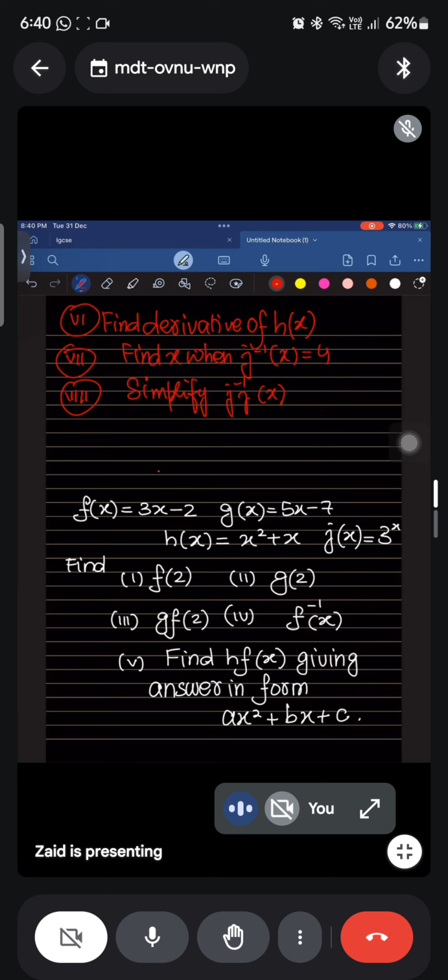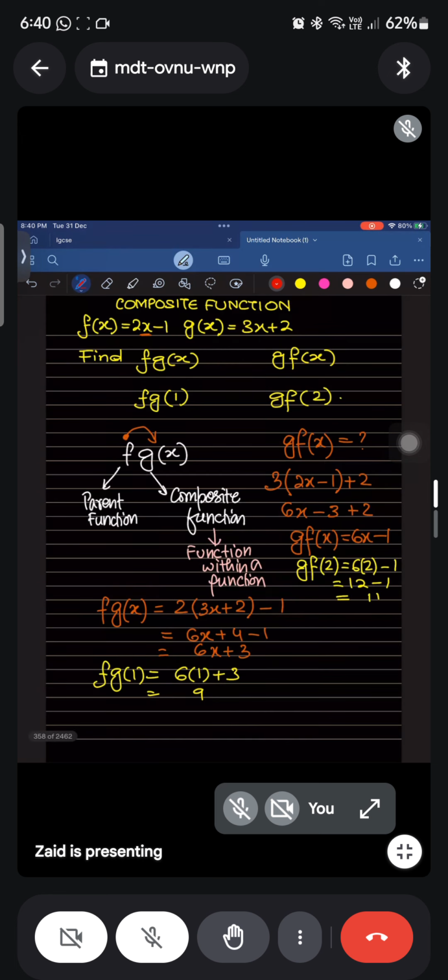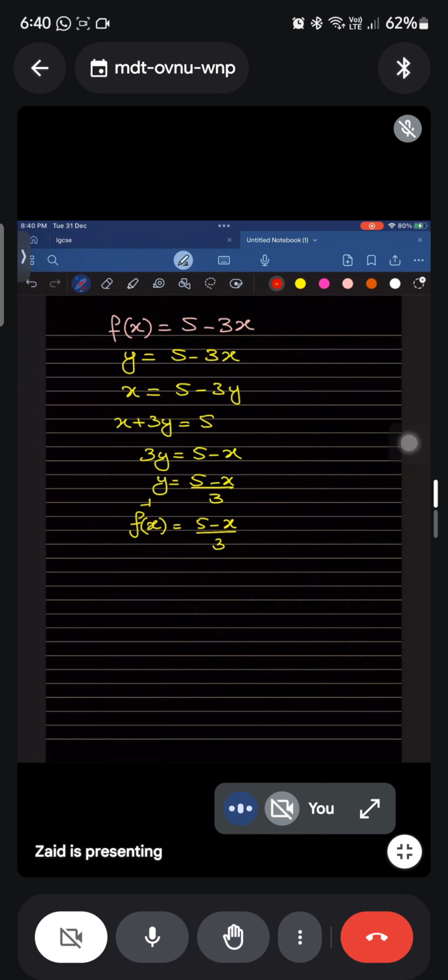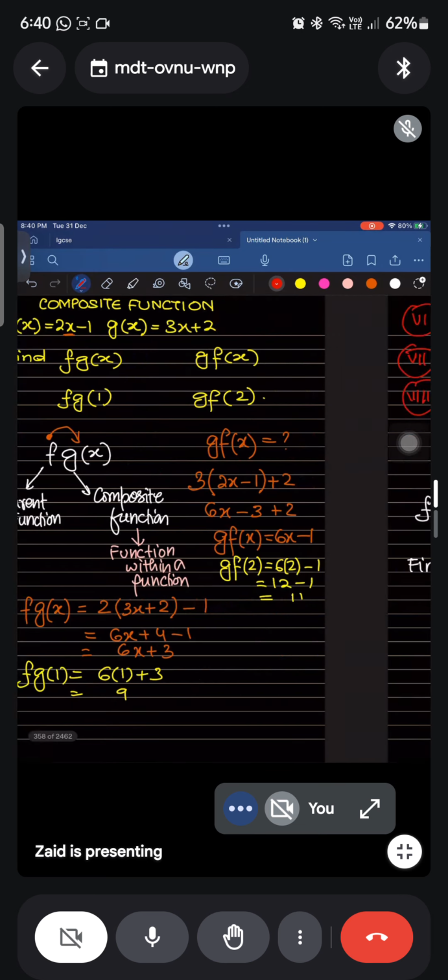Sir, how do I do part 7? Yeah, I'll tell you. Just wait for a while. F inverse x. I taught you how to do inverse. Yeah, inverse like this. I just taught you inverse. Okay, this one. Inverse, yes.